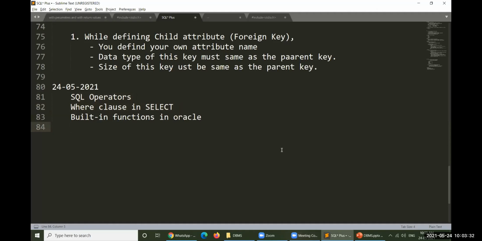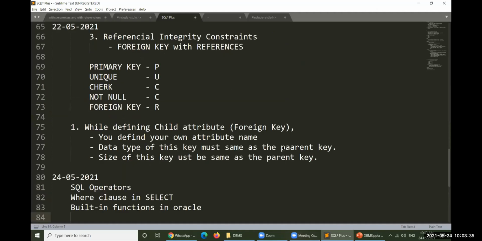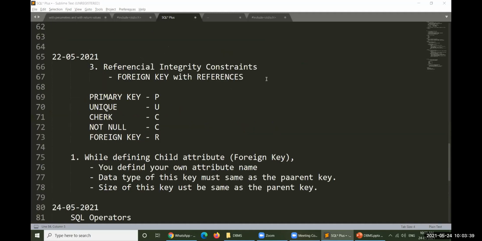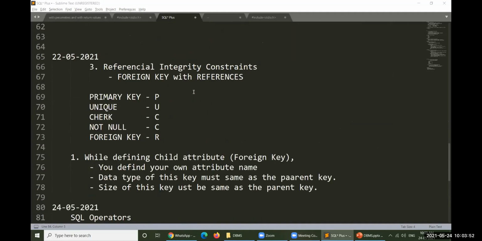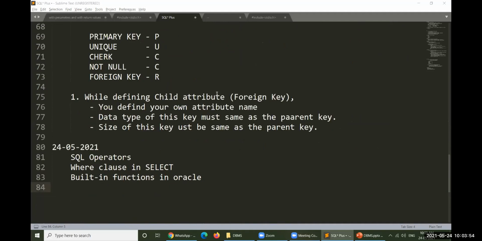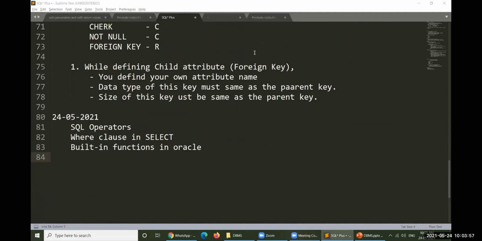In the previous classes, we have seen completely regarding the constraints and how to enforce them. On 21st and 22nd, we saw completely how the constraints are being enforced. Now today, we'd like to concentrate on SQL operators with the where clause, and then whether there are any built-in functions with Oracle. So let us discuss those built-in functions if possible.